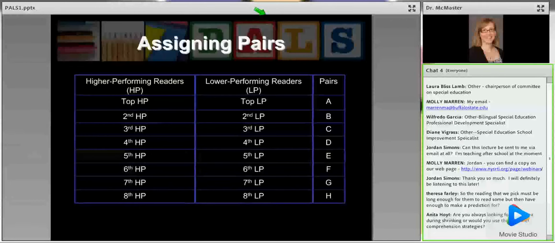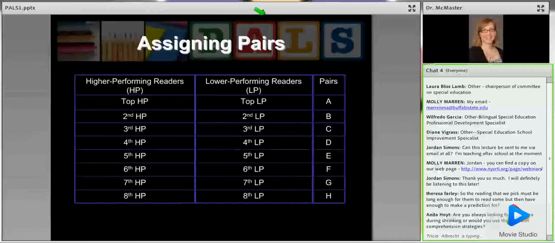So the way that pairs are assigned is we start by rank ordering the whole class in terms of their reading skill level. So you could use recent data that have been collected, might be district level data, might be progress monitoring data, other reading information that you collect for your instruction, but that data would be used to rank order students from your top readers to your lowest performing readers.